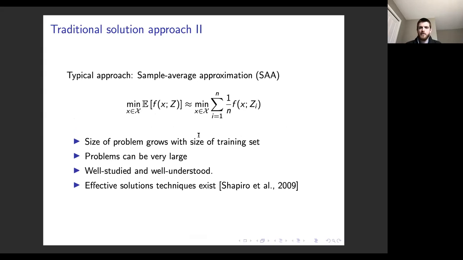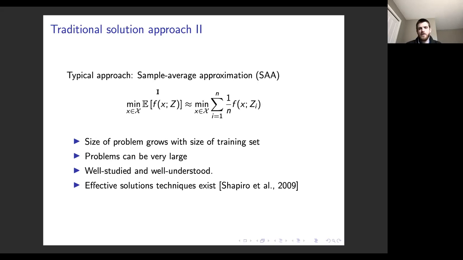And a very typical approach to then solving the problem would be something like sample average approximation, or SAA. And the idea here is just we approximate the expectation with a sample average. So on the left, we have the expectation. On the right, we've just plugged in each of our observations into our objective function, and we've taken the average. And so instead of trying to solve this expectation where we don't actually know the distribution of Z, we solve this sample average based on the observations that we do have.